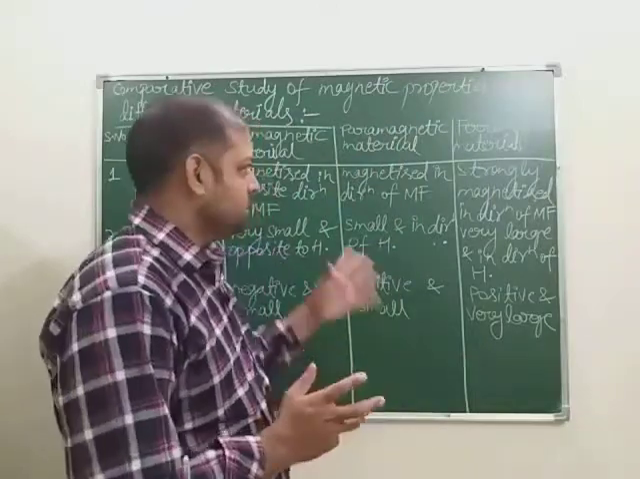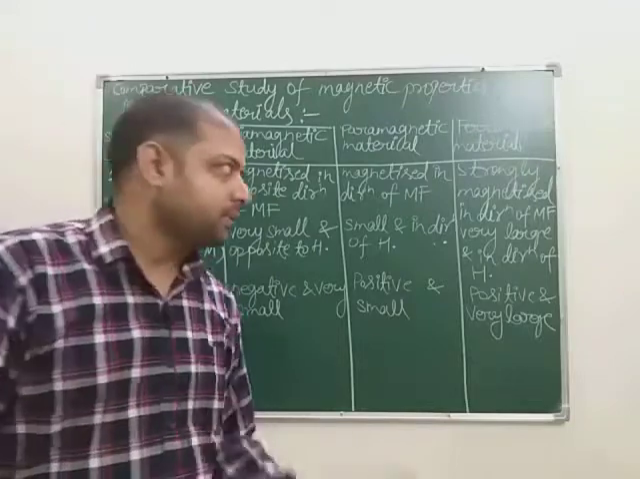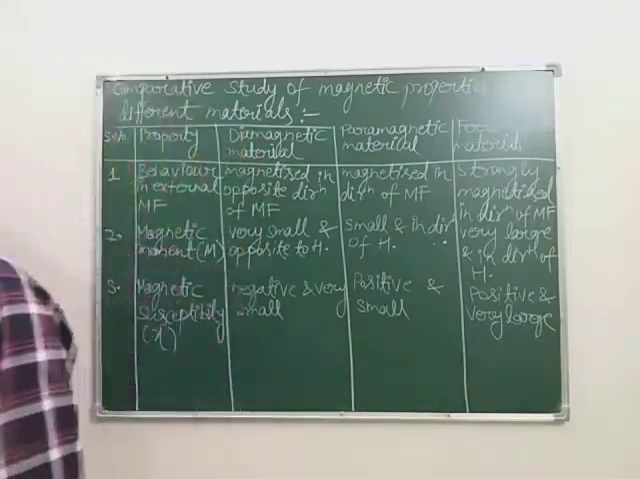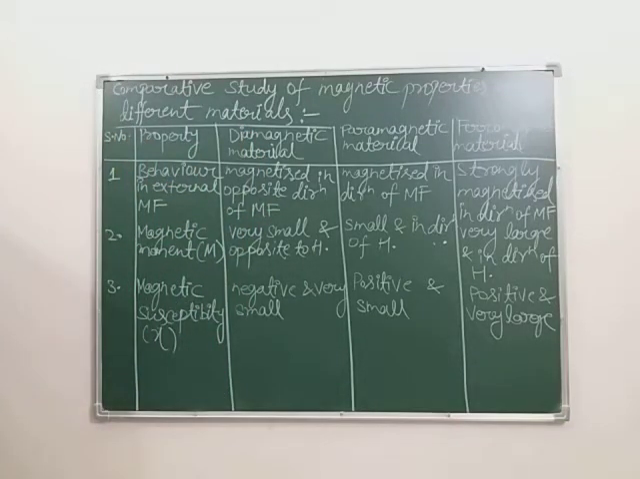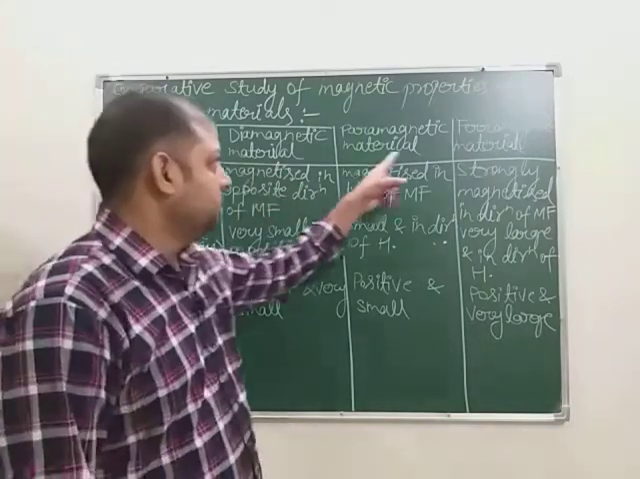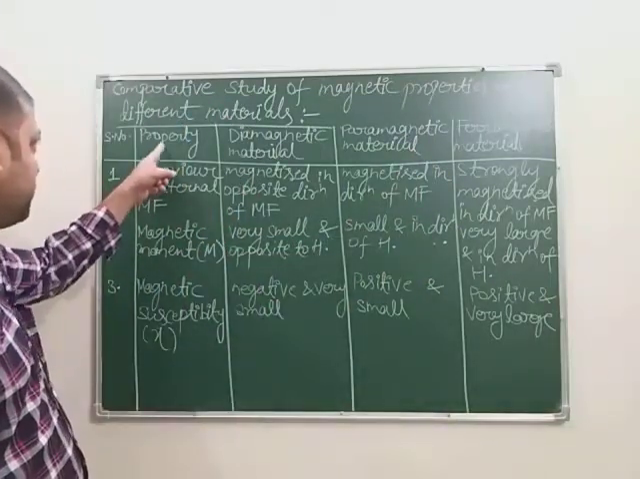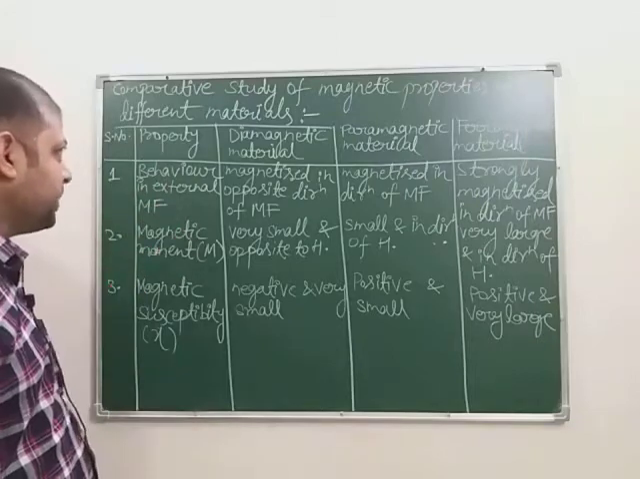So write down or make the table, then I will explain all the properties one by one. Okay, so you can pause and then make the table. First property is serial number 1, property: behavior in external magnetic field.